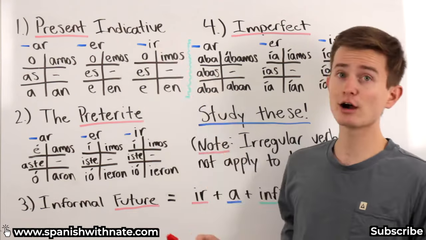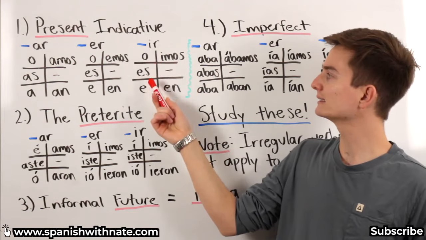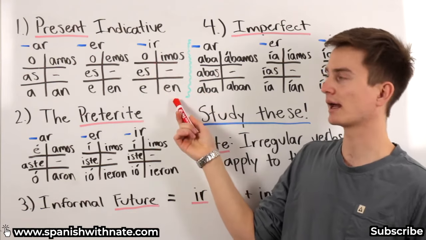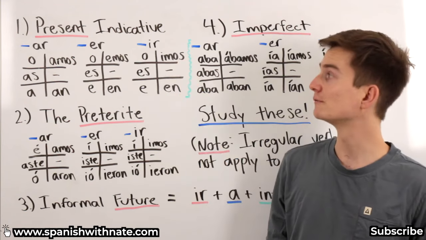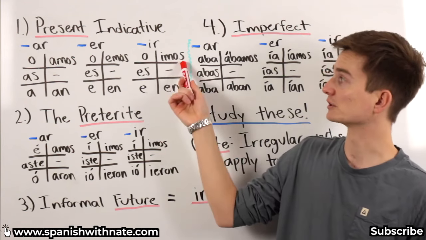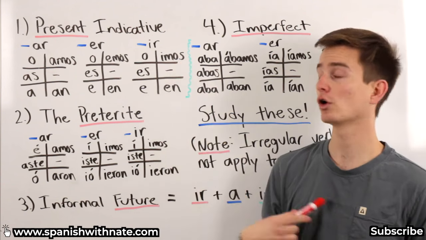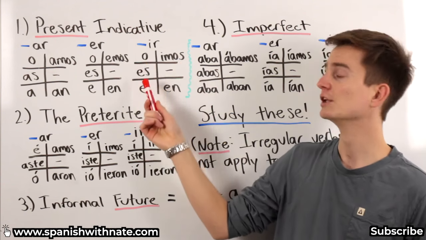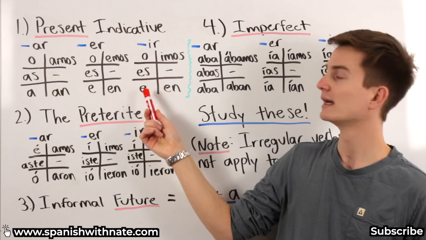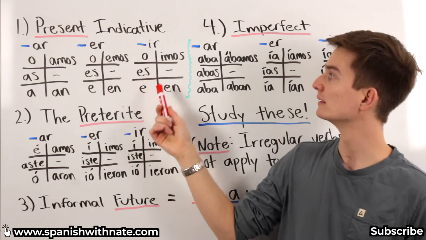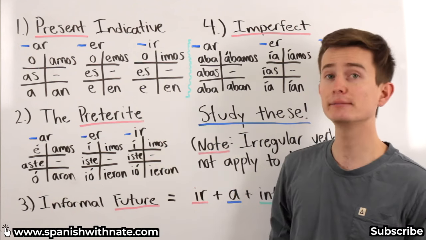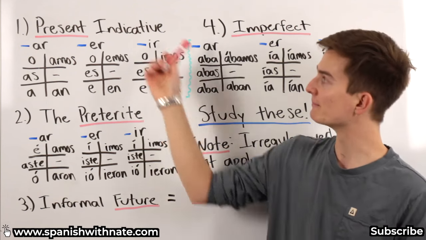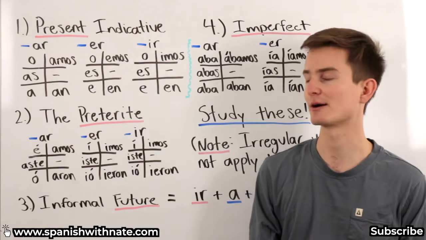All right. IR verbs. O, es, e, imos, en. Okay? The only change here is in the nosotros form. Imos. Okay? For example, yo vivo, tú vives, él vive, nosotros vivimos, ellos viven. Okay? So that's it. There is your present indicative tense right there.